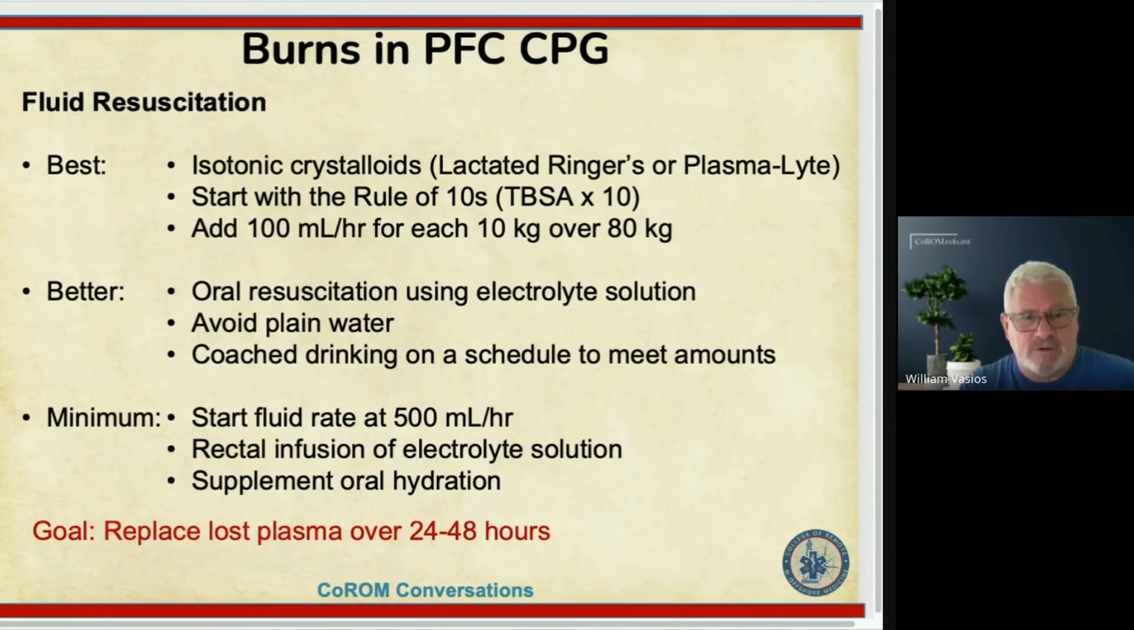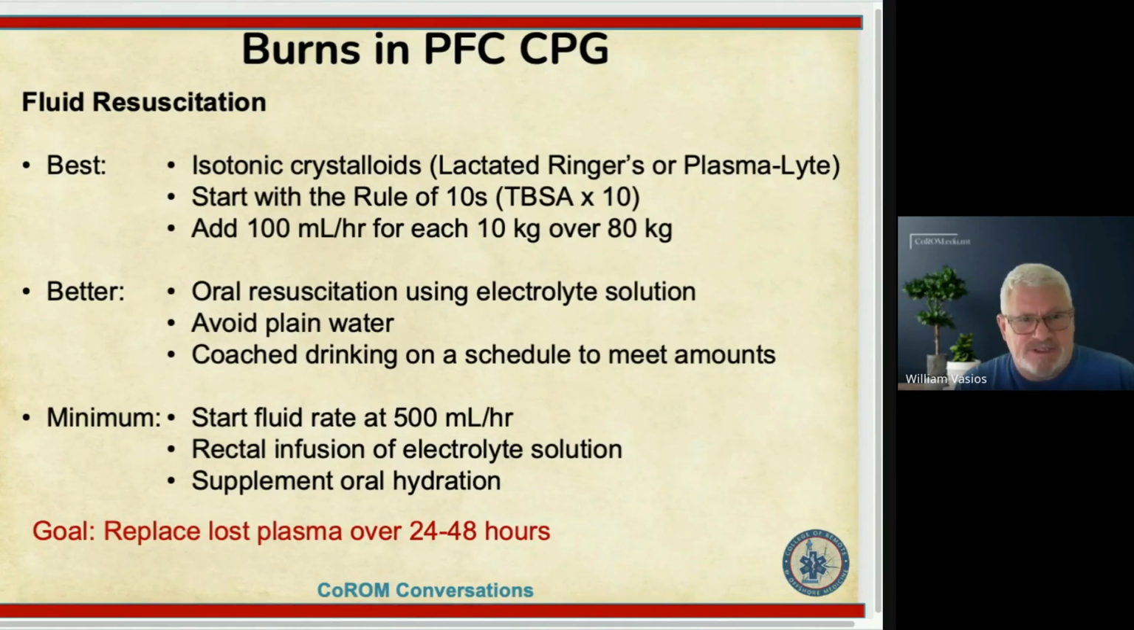If you don't have IV fluids, you just have an electrolyte solution that you've mixed up based on the improvised formulas from the World Health Organization and other facilities, then you can infuse that fluid rectally if you don't have an NG tube to put down your patient. There are things you can do to get fluid in, because the idea and the so what of this is you're replacing all that lost plasma from the burn, and you're trying to do it over a 24 to 48 hour period.